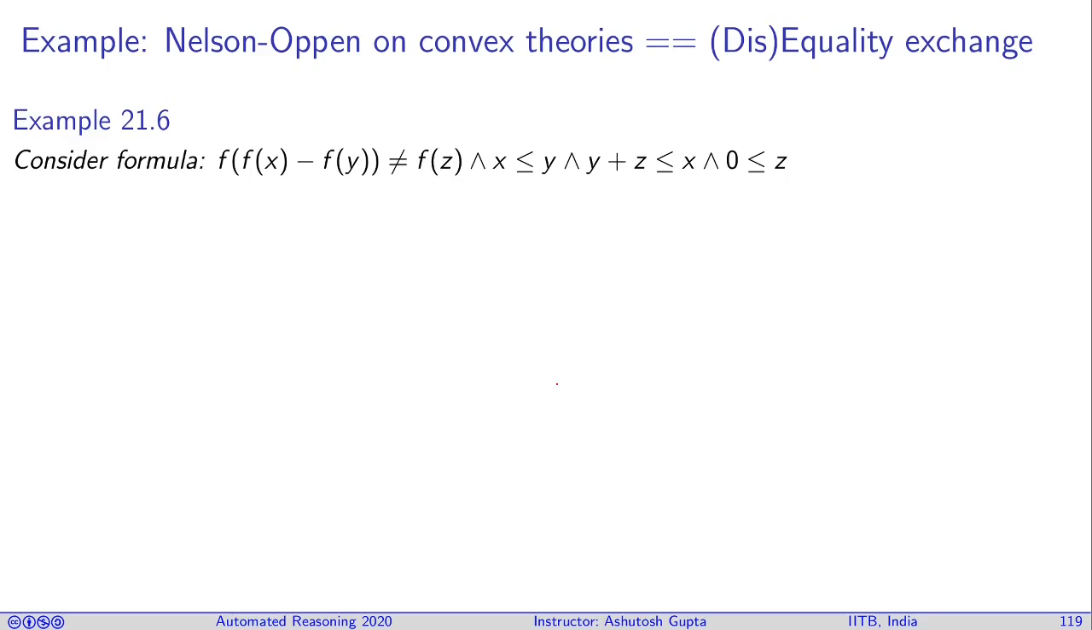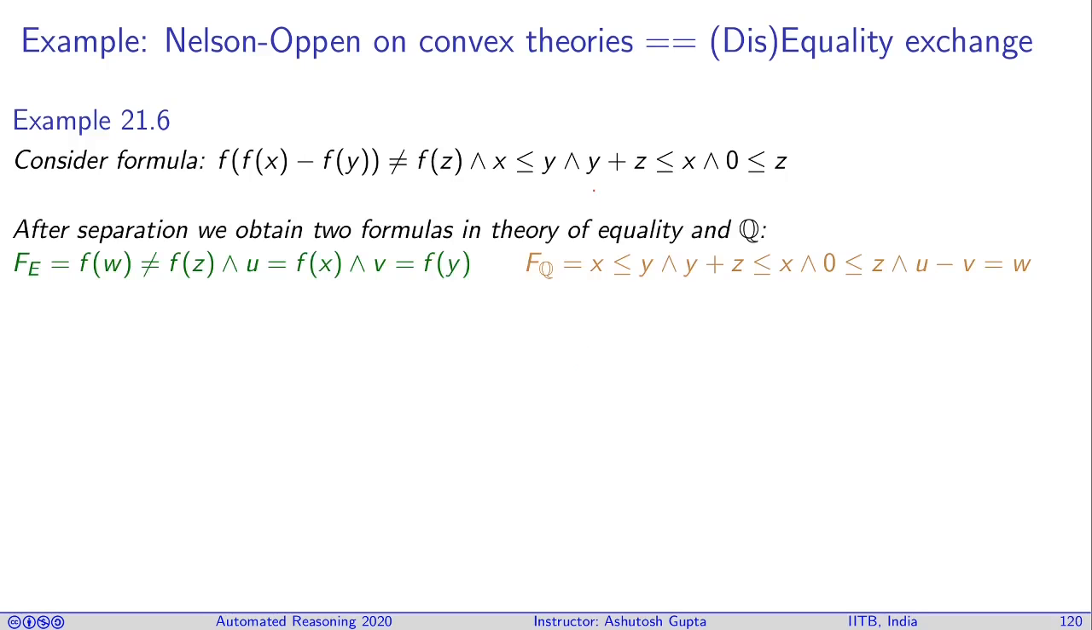So let's look at a few examples to understand why this method works. Let's suppose you have this formula. It has equality reasoning and arithmetic reasoning. Let's separate them. If we separate them, we find these two formulas. Basically, f of x is replaced by a new symbol, f of y is replaced by a new symbol, and the subtraction is done in the arithmetic world, you get a value, and then w is written here. So at the end, you find this formula and this formula. This one is an equality formula, this formula is in arithmetic. So the common symbols are these 6 variables.